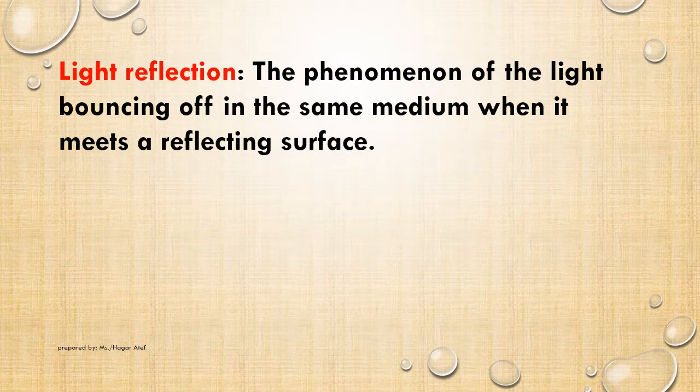There are some observations which we see in our daily life. For example, if you look at a smooth, shiny surface like a mirror, you see the image of your face in the mirror. This observation happens as a result of light reflection. So what's the meaning of light reflection? Light reflection is the phenomenon of the light bouncing off in the same medium when it meets a reflecting surface.